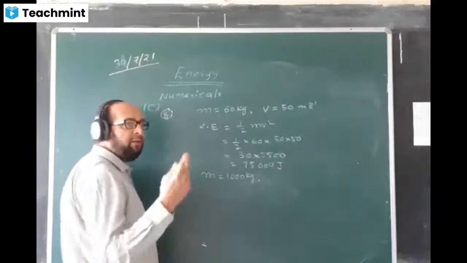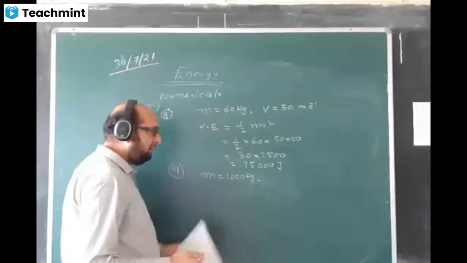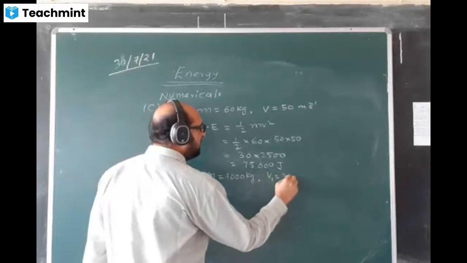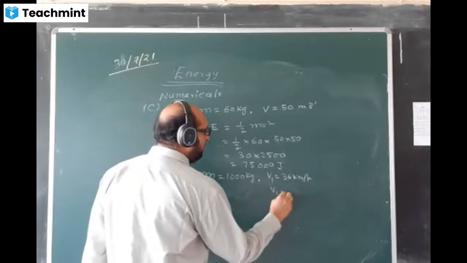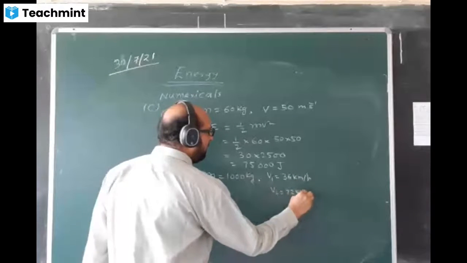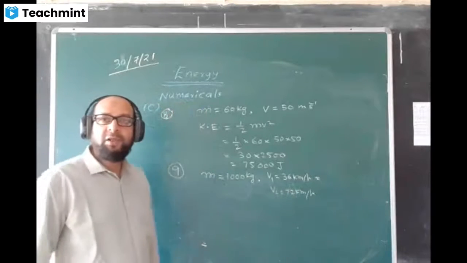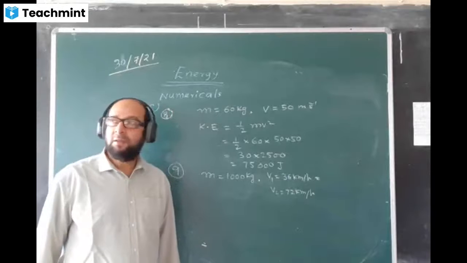There are two speeds given. One is 36, another one is 72. First speed I take as V1, which is 36 kilometer per hour. V2 is given 72 kilometer per hour. We change into meter per second. Do you know how to change into meter per second from kilometer per hour? How do we change?